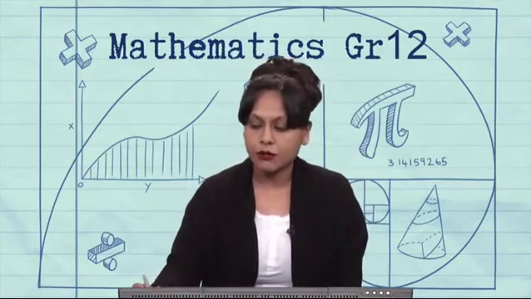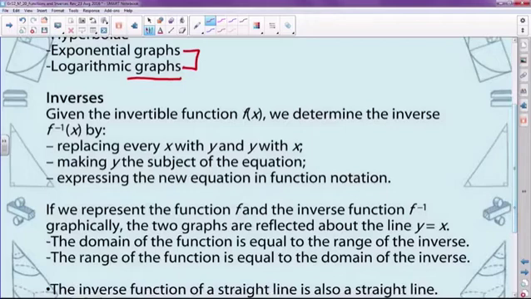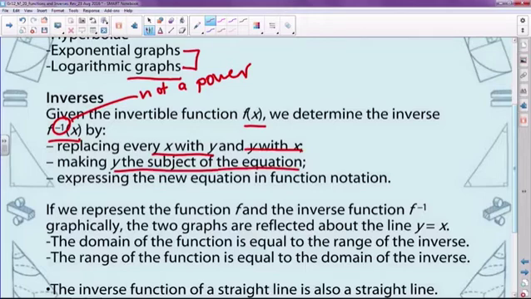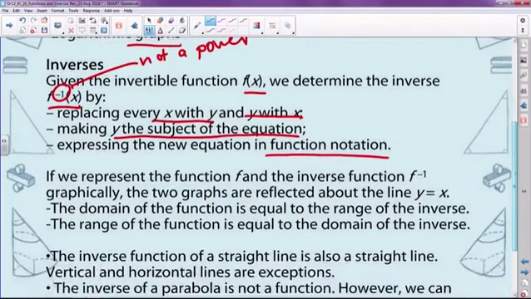All right? Now, a reminder about inverses. If you are given some invertible function f of x, we determine the inverse f inverse x. Remember, this is not a power. This indicates to me that I am dealing with an inverse, so it's not a power. Okay, so f inverse x, in order to find the inverse, you start by replacing every x with y and your y's with x. You then make y the subject of the equation and express the new equation in function notation, or as they have asked you to leave it in your exams.